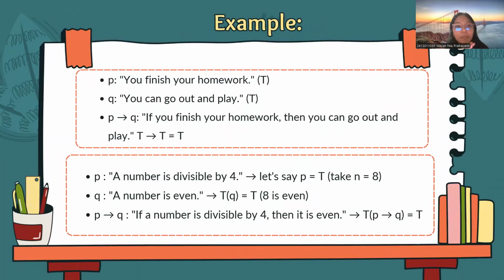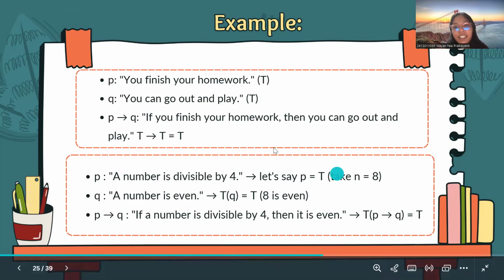The example is the statement P, you finish your homework, is true, and Q, you can go out and play, is also true. So their implication will be if you finish your homework, then you can go out and play. So the truth value of this implication will be true. This is the same for the next example.